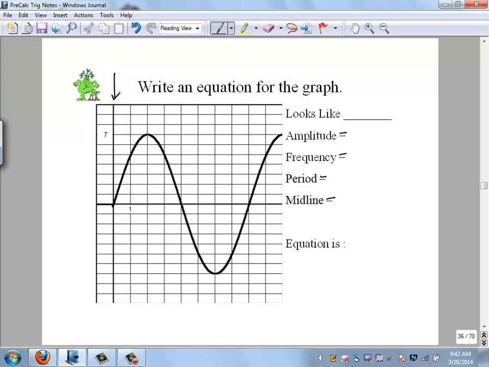I always look at the y-axis and say, oh, sine starts at midline, cosine starts high. Sine starts at midline, cosine starts high. And I see that this starts at the midline because this looks like the middle of my graph. So let's figure out, this looks like a sine curve. So I'm going to say it looks like sine.